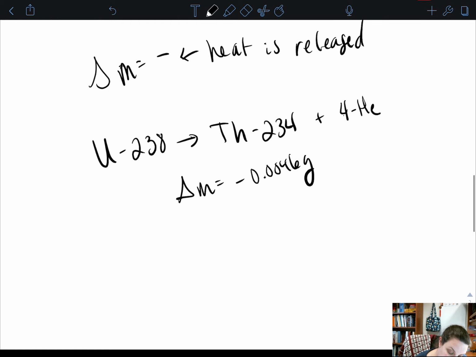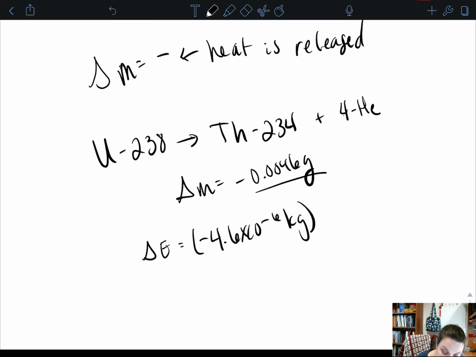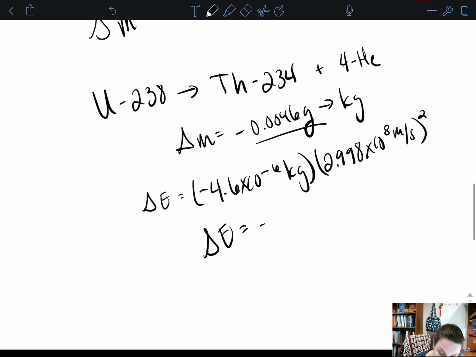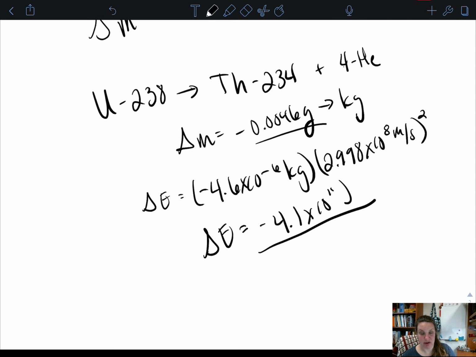Because of that, we can take this value, put it into Einstein's equation, putting it into kilograms, and then putting in our 2.998 times 10 to the 8 meters per second, squaring that, and what we get is a delta E equal to negative 4.71 times 10 to the 11 joules. That is an amazing amount of energy.